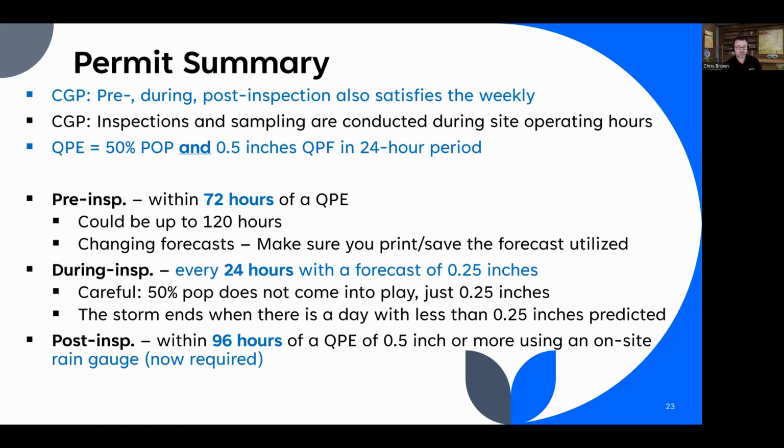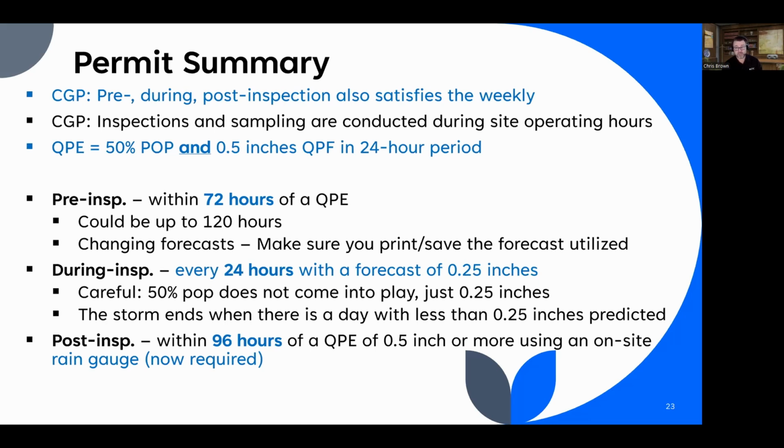Business hours are to be defined and they should be on the SWEP cover. It's a requirement now. I think it goes on the title page or something like that, but it's in the permit. So what is a QPE? This new term, remember it was QRE, qualifying rain event. Well, now we're using QPE. Very simply, it is a 50% chance of a half inch of rain in a 24-hour period. 50% probability of precipitation and a quantitative predictive forecast of a half inch in a 24-hour period. So 50%, half inch, that's all we need to remember.